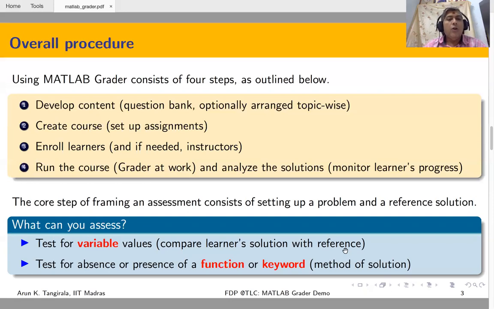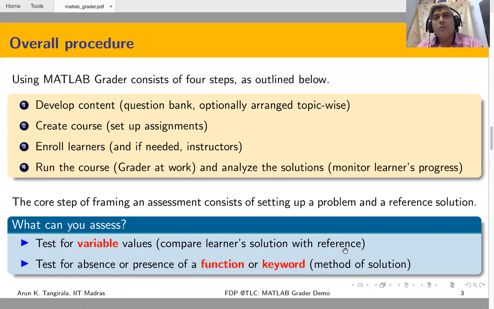Obviously, what happens in this is the student or the learner can directly assign values to variables without really executing a script. Now, that's currently a kind of a shortfall of Grader, but you can have certain workarounds for that. One of the ways to work around that is to test the absence or presence of a function or a keyword. You can do that. You can insist, for example, as I will show you in the demo, that a certain function be used, or you can insist that a function should not be used.